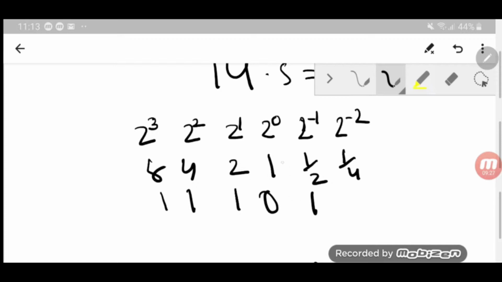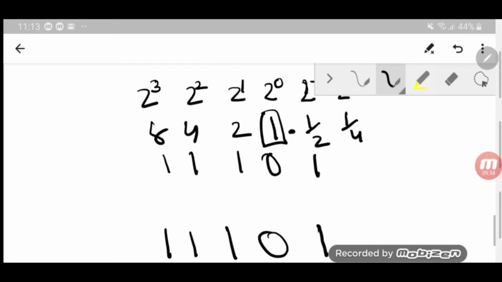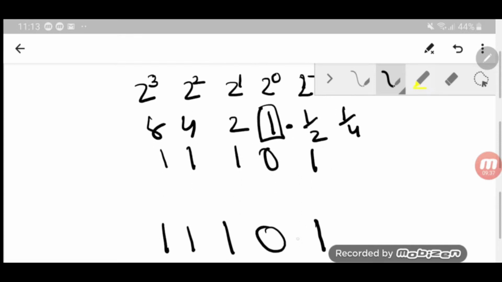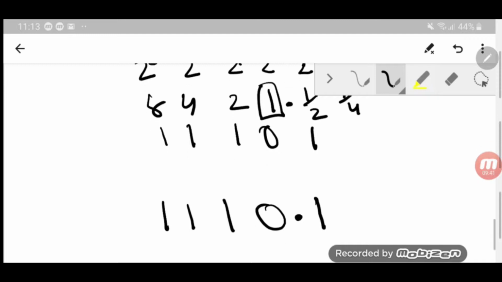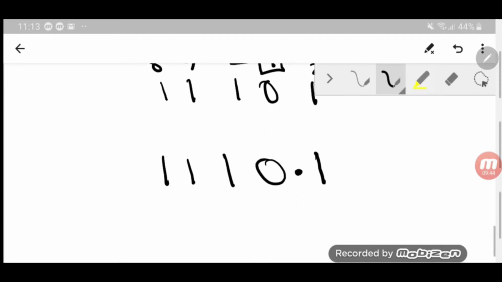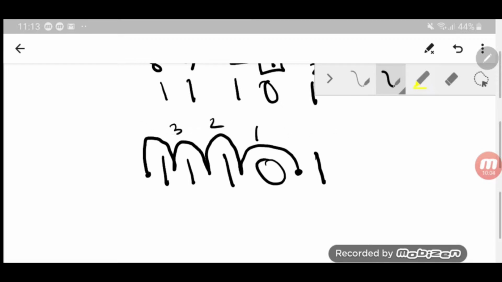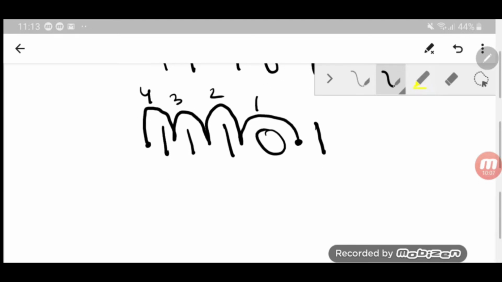So here the place value of 1 is here, so after it we have to place a decimal point. This is the same with the answer, so let's place a decimal point here. Then we need to calculate the number of digits we need to jump to take this decimal point to the beginning of the number. So it's 1, 2, 3 and 4. So we need to jump 4 digits to the left to take this decimal point to the beginning of this number.